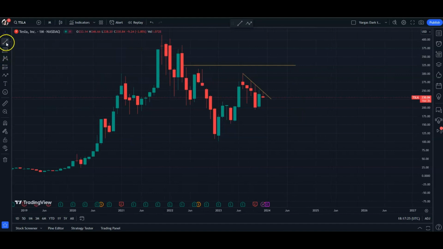Now, when we talk about market structure and I plot this, let's plot a horizontal line right there. When we talk about true price, it punctured it, but it did not close below that, right?